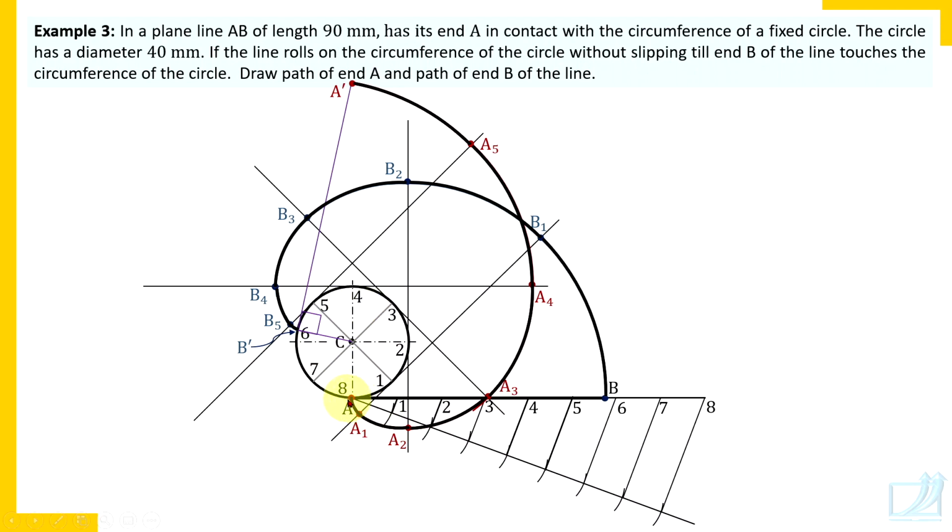The circle, the line AB in original position, and the paths you are asked to draw, those two paths, the path of point A and the path of point B, you should make dark. Insert all dimensions as usual after completing the drawing.